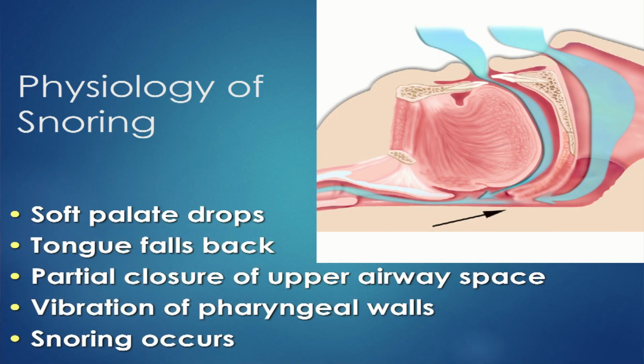To review the physiology of snoring, when we go to sleep at night, the soft palate drops, the tongue falls back, there's partial closure of the upper airway space, then there's vibration of the pharyngeal walls, and hence snoring.